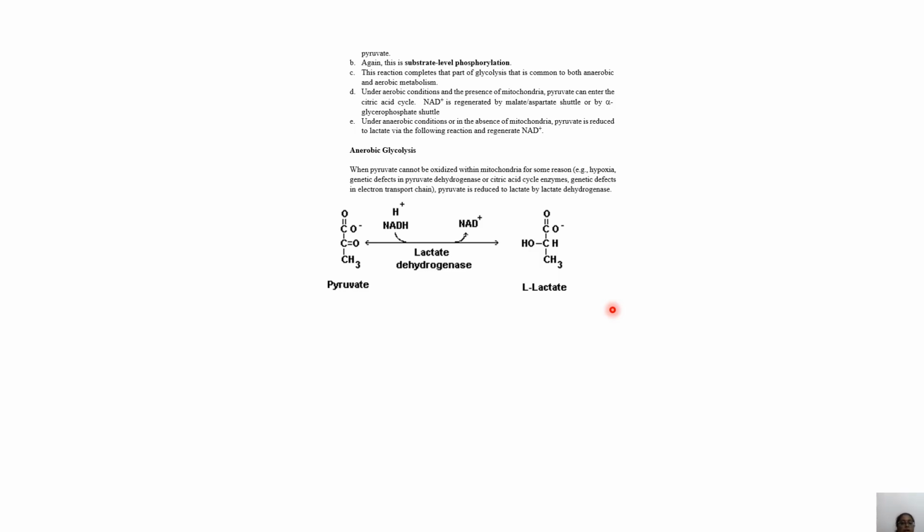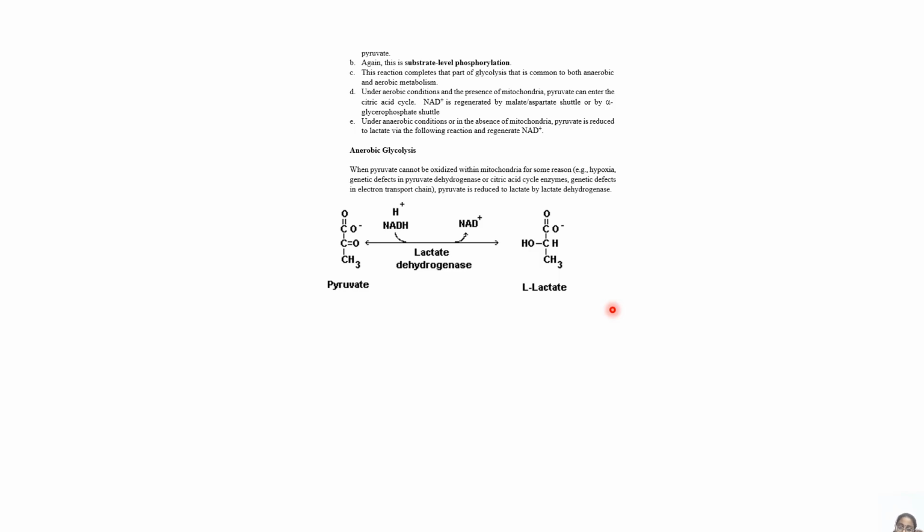So under aerobic conditions, in the presence of mitochondria, pyruvate can enter the citric acid cycle. NAD plus is generated by the malate aspartate shuttle or by the alpha glycerophosphate shuttle. And under anaerobic conditions, in the absence of mitochondria, pyruvate is reduced to lactate, which basically is lactic acid fermentation, and NAD plus is regenerated.